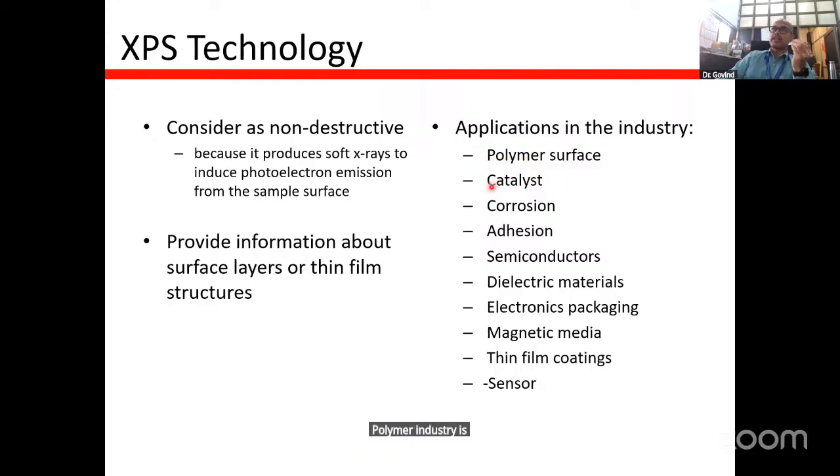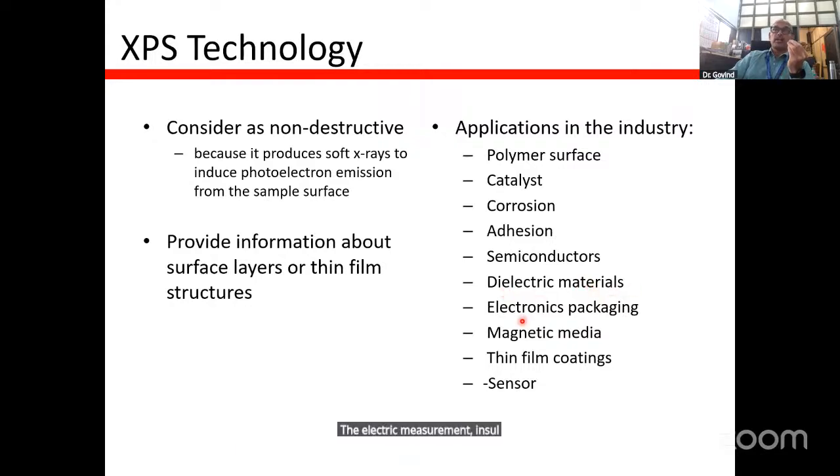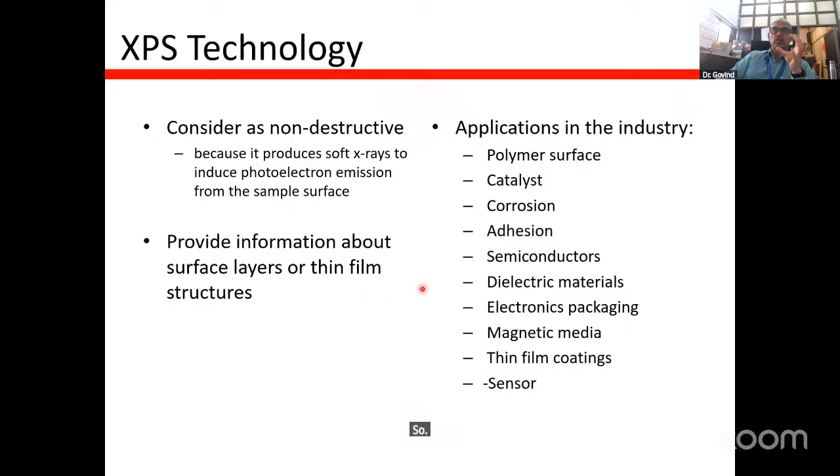If there is a catalyst, we can use XPS to understand corrosion phenomena and adhesion. We have to find the adhesion of your film. The semiconductor industry routinely uses it for dielectric measurement, insulating material, the electronic packaging industry, then magnetic media, thin film coating, and sensors. So the XPS tool is widely used in the industry in these kinds of fields.